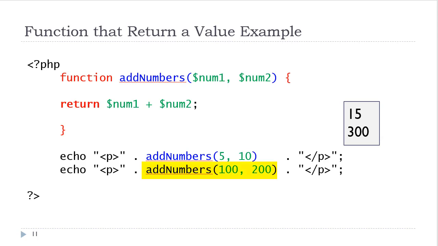We will also call that function a second time. Now we are adding the numbers 100 and 200. So 100 is passed to $num1, 200 is passed to $num2. Those values are passed down into the statements inside the curly braces. They are added, and as you can see in the web page, the result is 300.